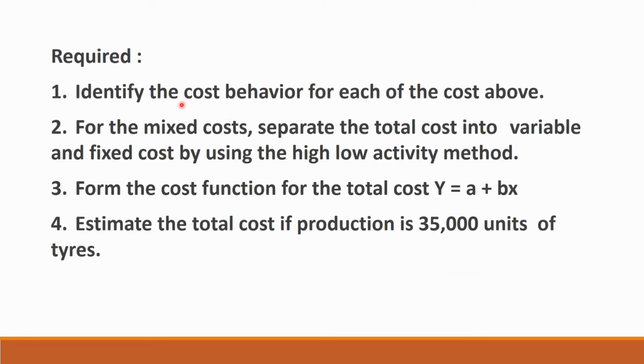Okay, you are required to identify the cost behavior for each of the costs above. Number 2, for the mixed cost, separate the total cost into variable cost and fixed cost by using the high-low activity method. And the third one, you have to calculate the total cost and create the cost function y equals a plus bx. And the last one, you have to estimate the total cost if x, or the production, is 35,000 units of tires.